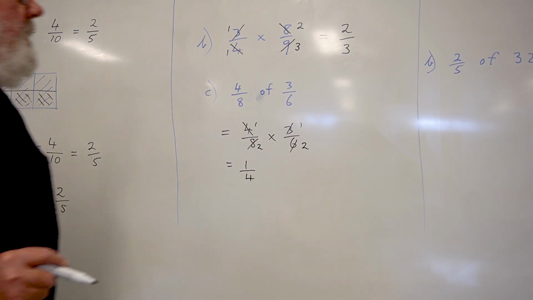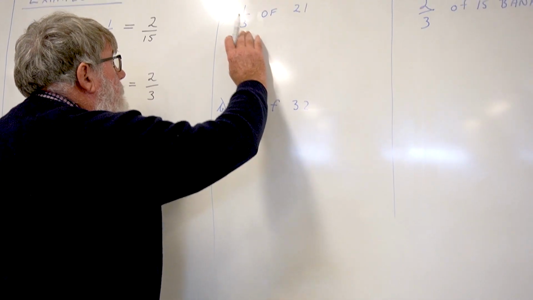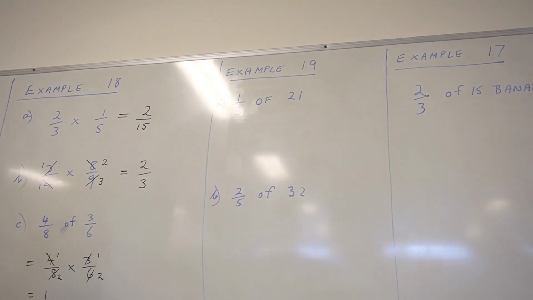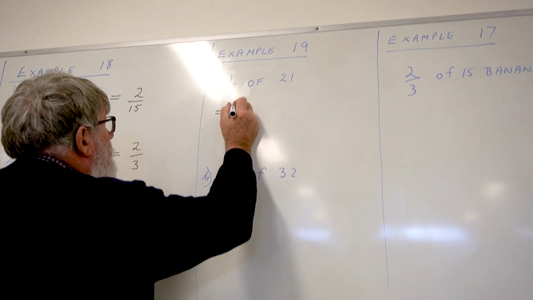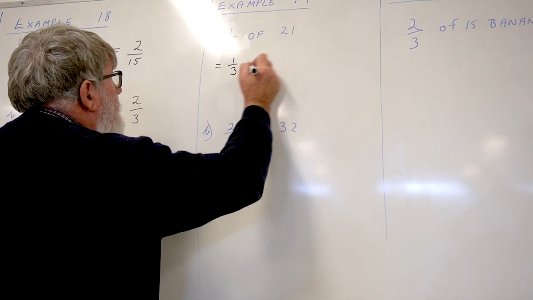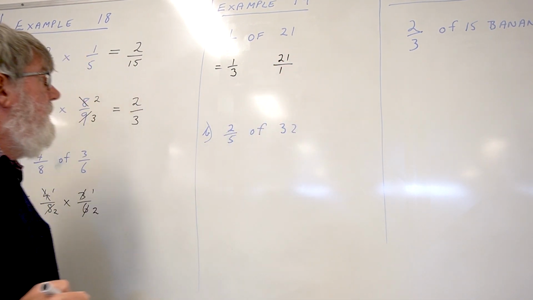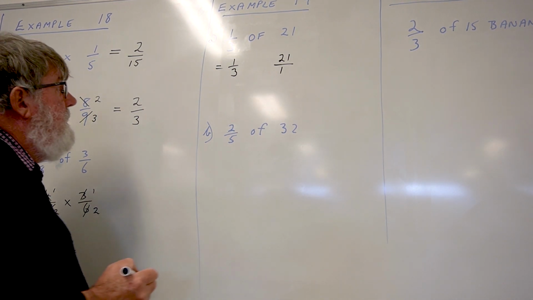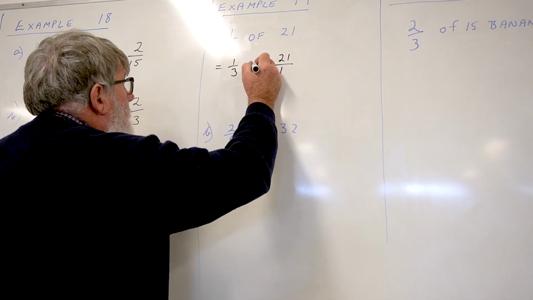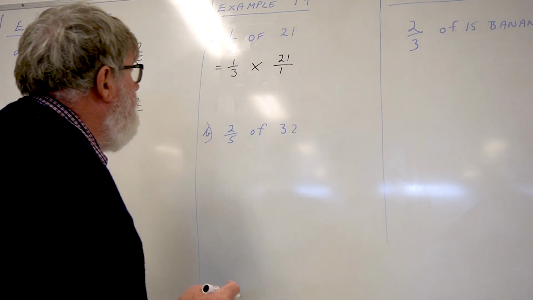Moving on to example 19. I now have to do a third of 21. And you would say, well, 21's not a fraction. Doesn't matter, we can make it a fraction. Whenever you have a whole number, that can be just written as 21 over 1. Effectively 21 wholes, if you like. So now that my 21 is a fraction, replace the of with multiply, and now I've got 1/3 times 21 over 1.